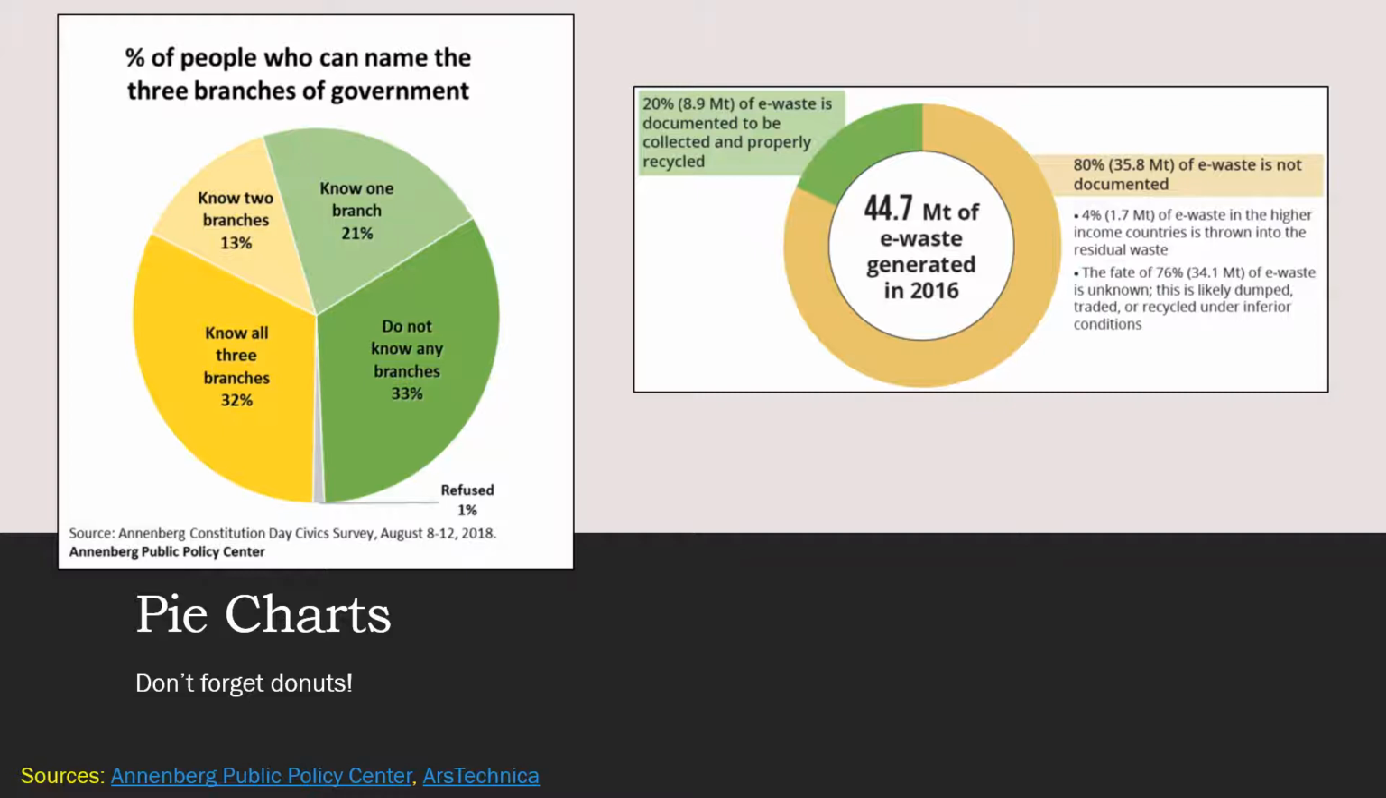On the right, we have e-waste generated in 2016, and the donut chart is showing 80% of the e-waste is not documented. On the little green section, we have 20% of e-waste is documented, collected, and properly recycled. Really, the only difference with the donut chart is the inside space of the donut gives you a little extra room to display something. In this case, they put the title of the chart in the center, and that makes it really eye-catching. Your eye is automatically drawn towards the center, and it kind of works its way outwards. I think this is a very effective use of the donut chart.